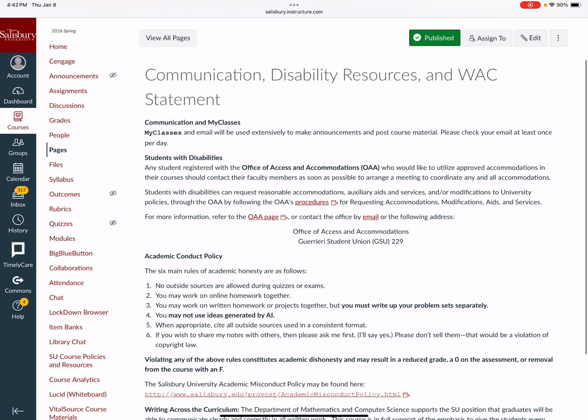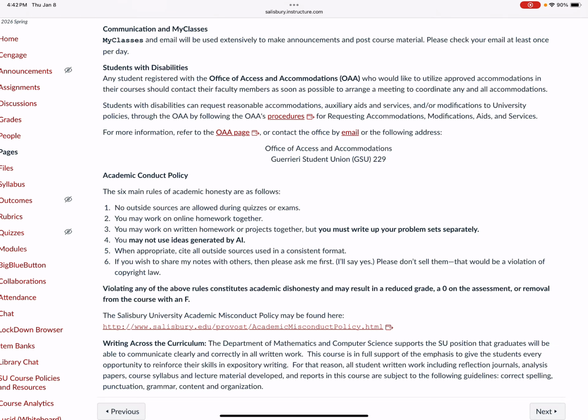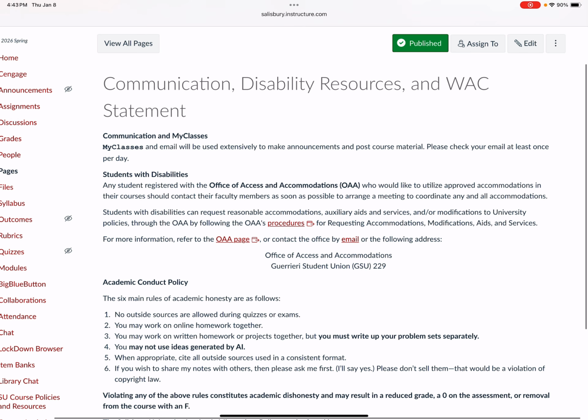Oh yeah, and last but not least, check your email once per day if you can. If you have a disability, I want to accommodate you. I want to give you all the accommodations you need. Usually that's just extra time, but I do need to see that paperwork. So please meet up with the OAA and get that paperwork. Here are some basic rules about academic policy. Please read that. And we will be having a writing assignment that will obey these writing across the curriculum standards. And I believe that is all. Thank you.